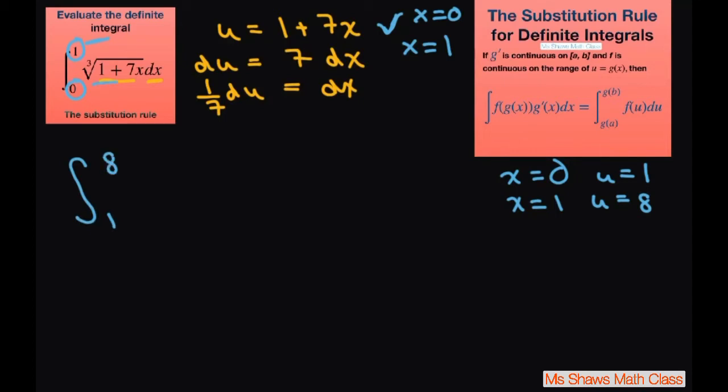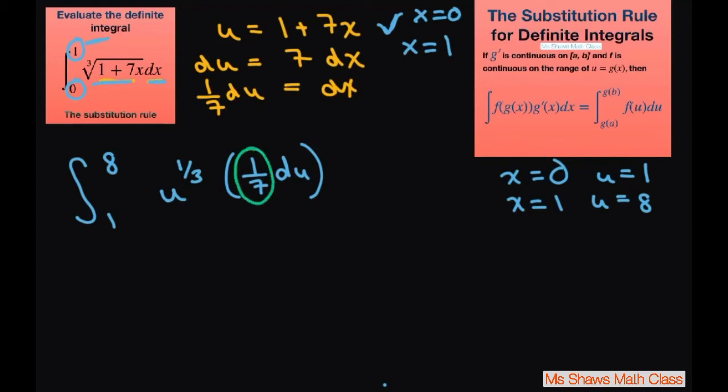And then this is u, so we have u to the 1/3 power. I'm just going to make this a rational expression. And then dx is 1/7 du. Now I have everything in terms of u, and I have changed my limits of integration. So now let's evaluate it.